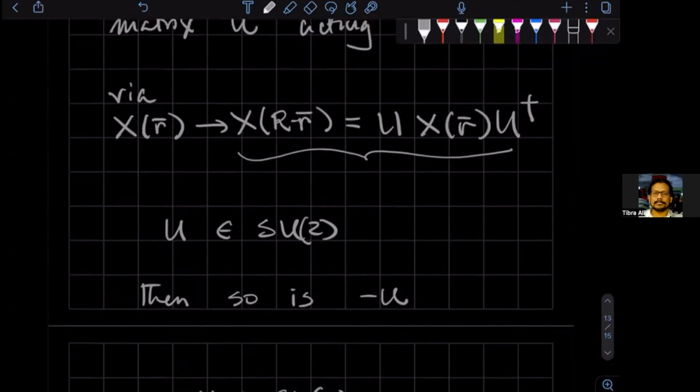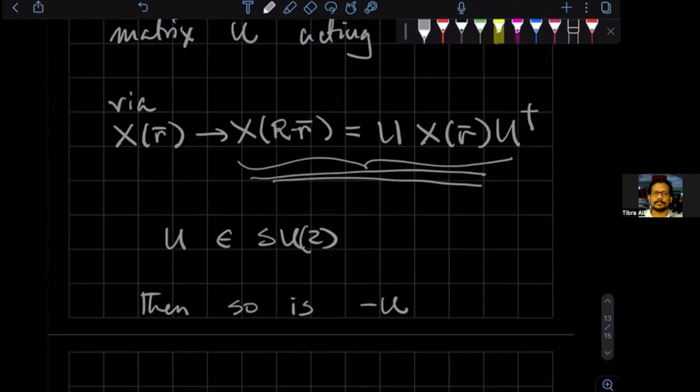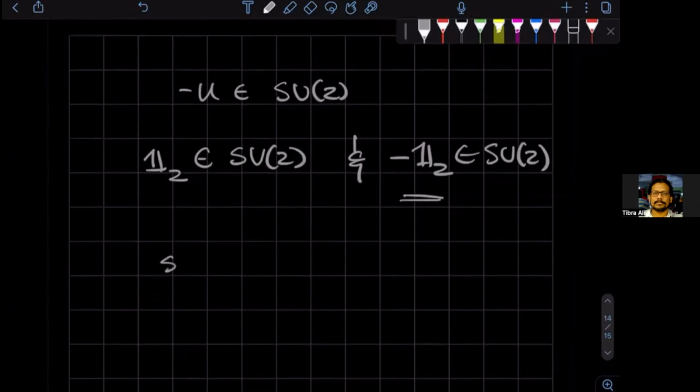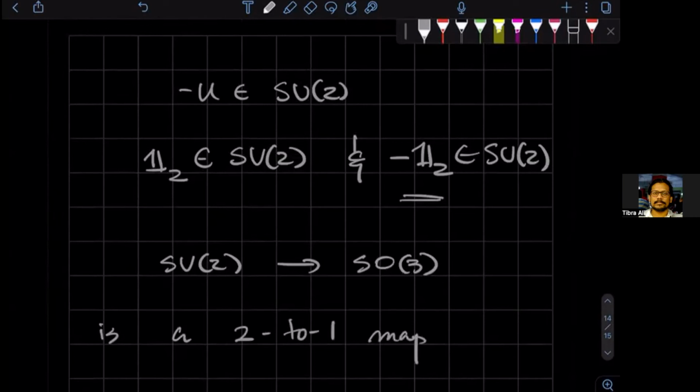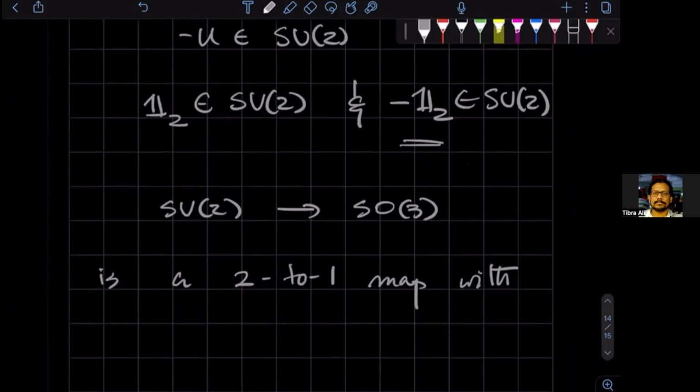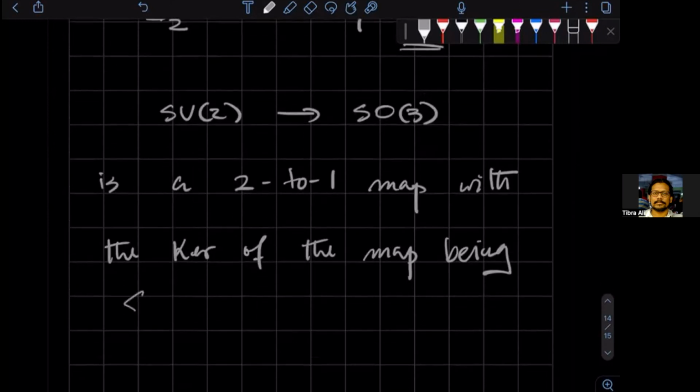So what does this map do? This is a 2-to-1 map with the kernel of the map being 1 and -1, which is Z2.